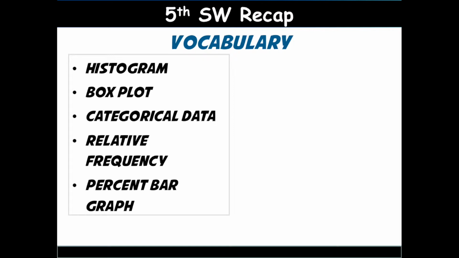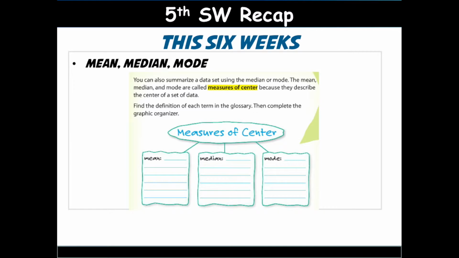So let's begin. Let's talk about the first lesson in the fifth 6 weeks, which is mean, median, and mode. These are all known as measures of center. And the reason is you pretty much summarize a set of data using the median or the mode, or the mean, of course, like we use the mean to describe your grades on your report card, right? The average.